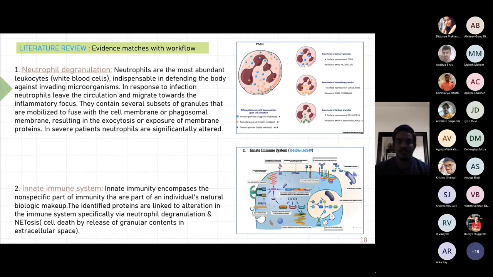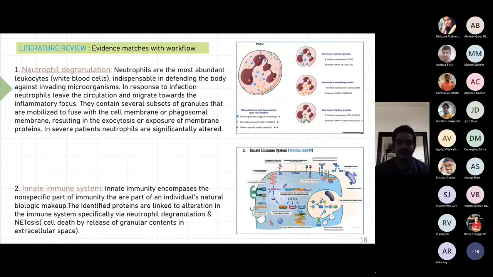Then we do literature review, evidences that match with the workflow. First, neutrophil degranulation. Neutrophils are the most abundant leukocyte white blood cells, indispensable in defending the body against invading microbes. In response to infection, neutrophils leave the circulation and migrate towards the inflammatory focus. They contain several subsets of granules that are mobilized to fuse with the cell membrane, resulting in the exocytosis or exposure of membrane proteins. In severe patients, neutrophils are significantly altered.